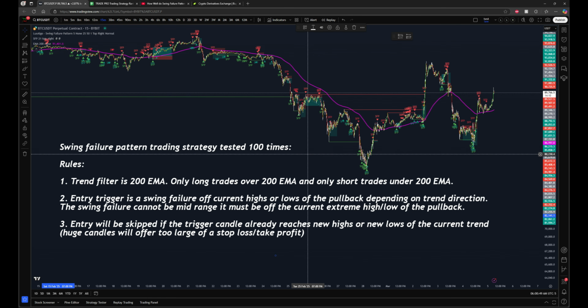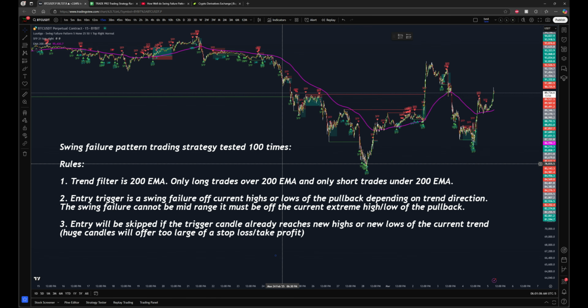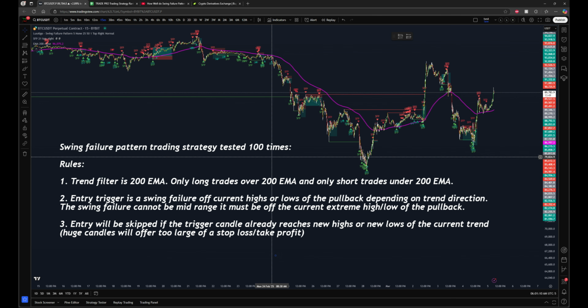So let's talk about this strategy now. First, just the indicators. We have a 200 period exponential moving average for the trend filter. Rule number one, we're only taking long trades over the 200 EMA, only short trades under the 200 EMA, just like in my first test. Everything is going to be the same as that first test, by the way, just the stop loss has been changed, and the results are much better actually.